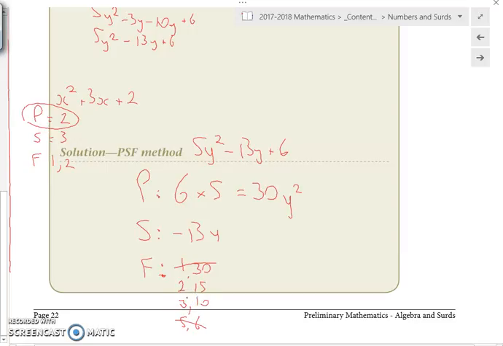The sum's minus 13. But the product is a positive. Well, the product's a positive. So what does that mean? When your product is positive, both the numbers that you multiply have to be positive, don't they? Can't have a negative and a positive, because otherwise they multiply together and get a negative. So we can't use that one. It has to be 3 and 10, because they both have to be negative.